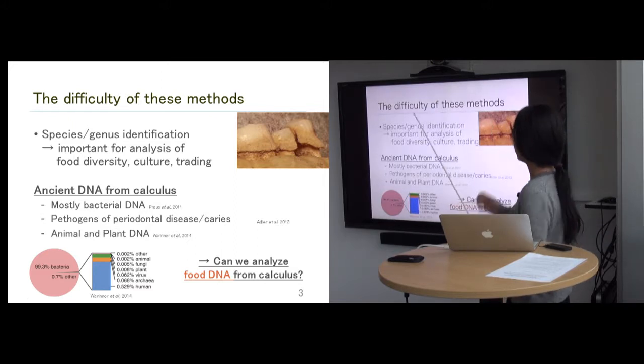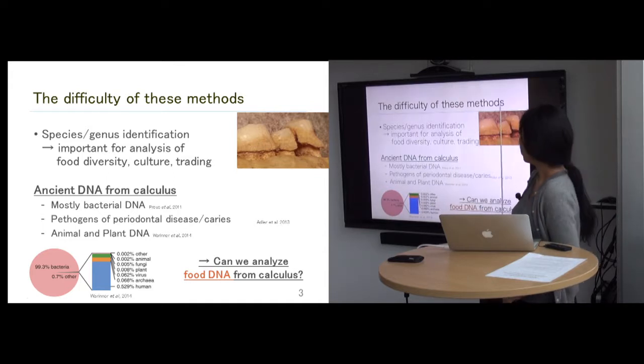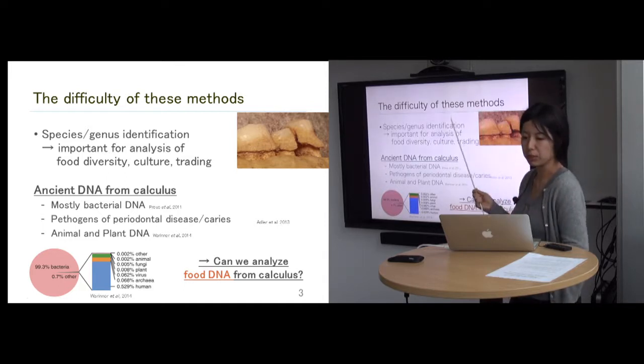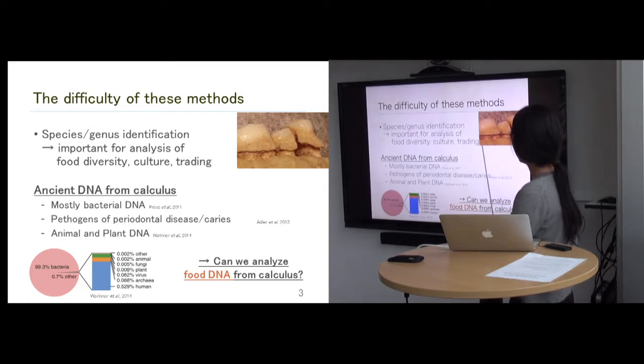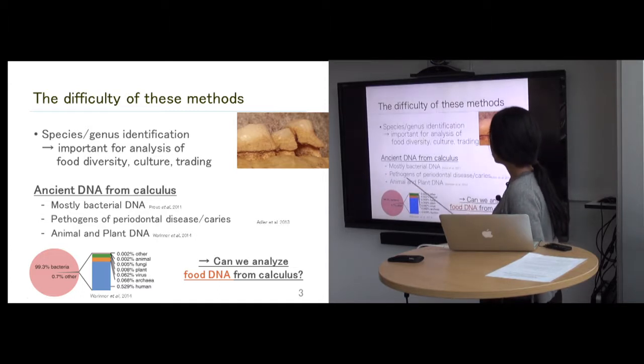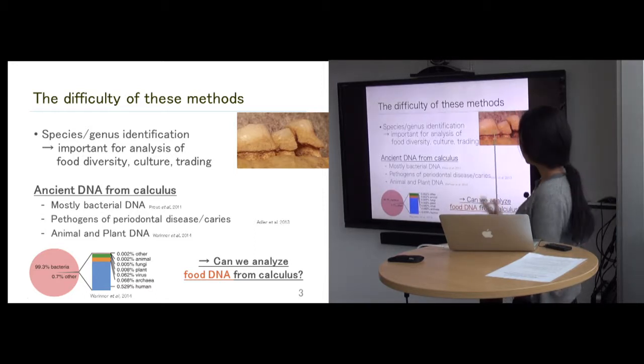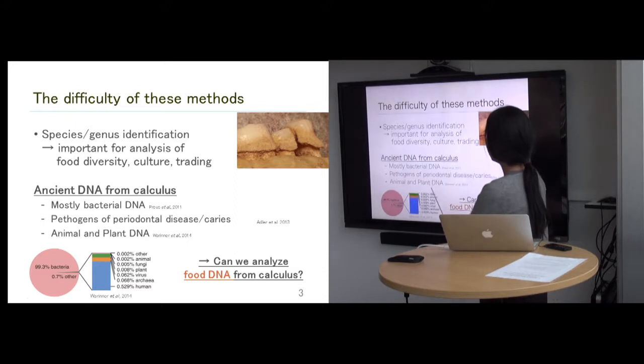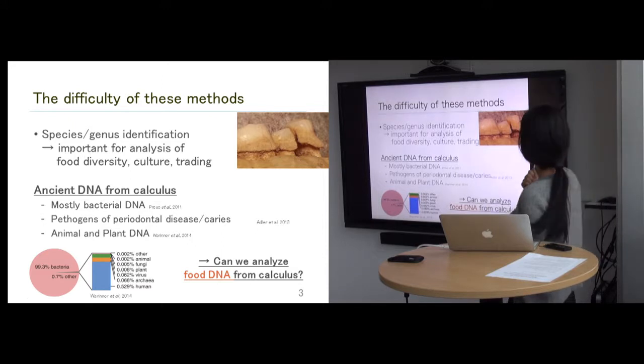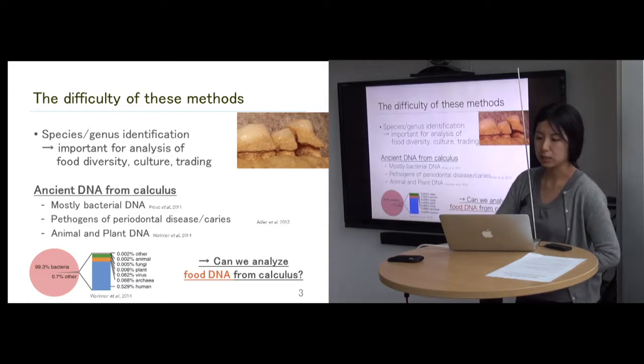So I focused on ancient DNA analysis from calculus. It is because most of the DNA inside the calculus is bacterial DNA, and it also includes pathogens of periodontal disease and caries, but it also includes animal and plant DNA, in very small amounts. So I thought, can we analyze food DNA from calculus? So I started the analysis.